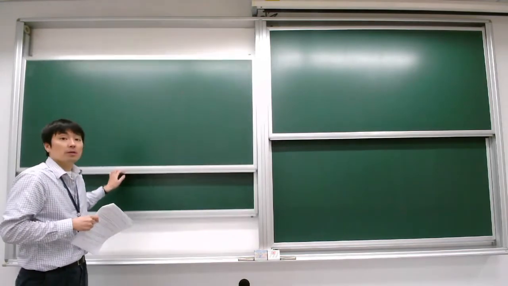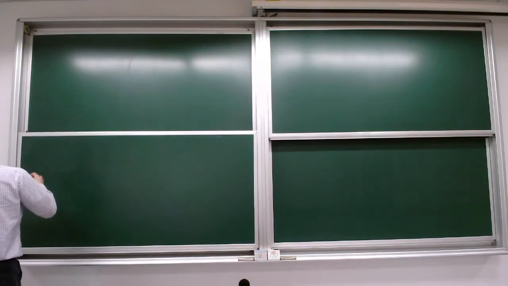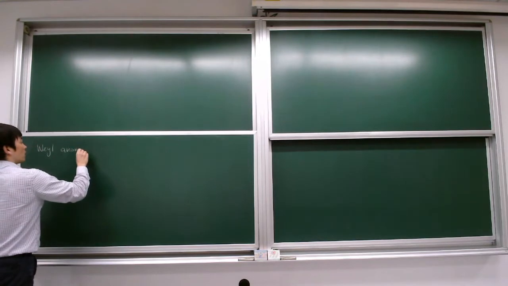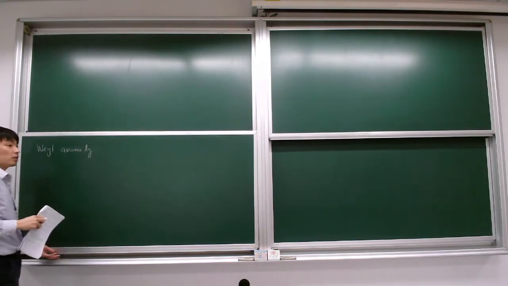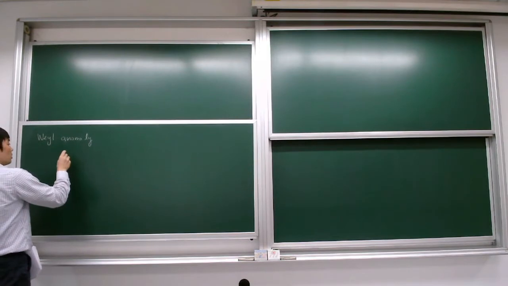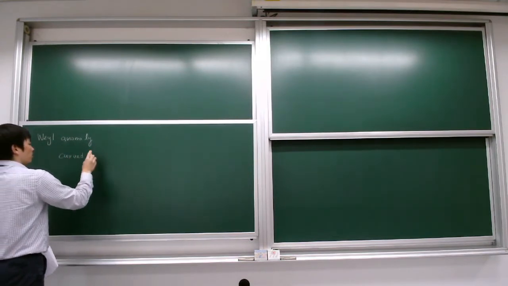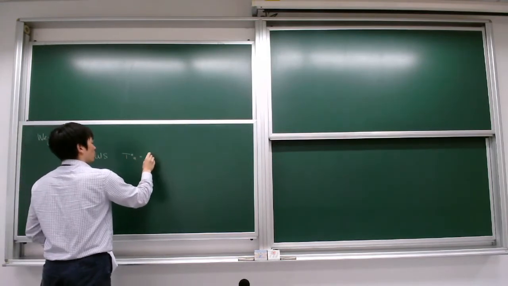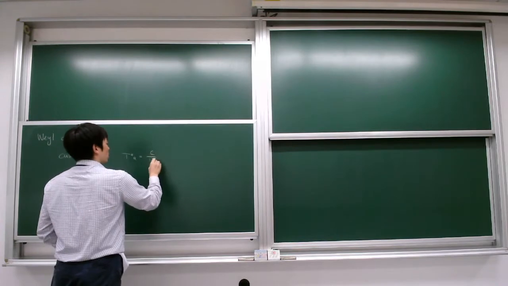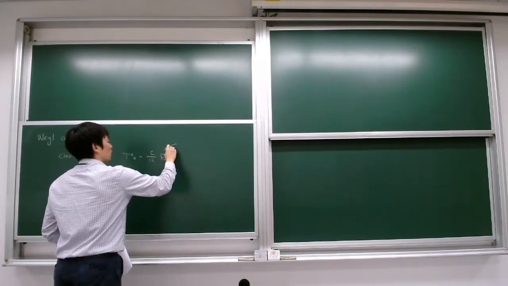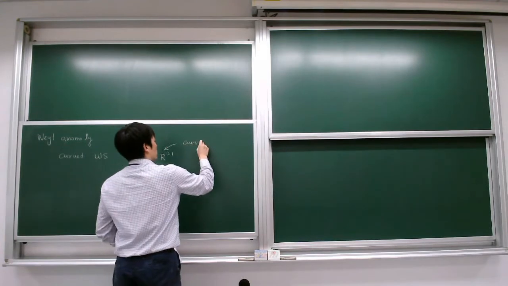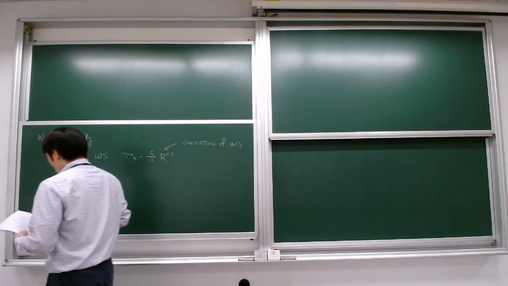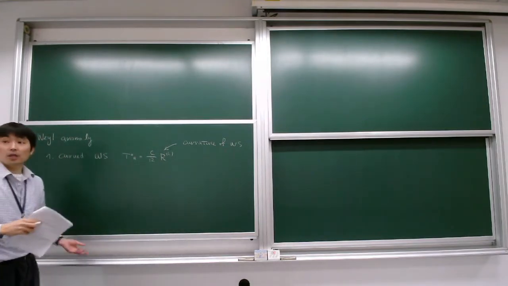Last time we talked about two issues. We talked about one anomaly, which is due to the curved worldsheet. The worldsheet anomaly is equal to c over 12 R², where R is the curvature of the worldsheet. One problem is this one.